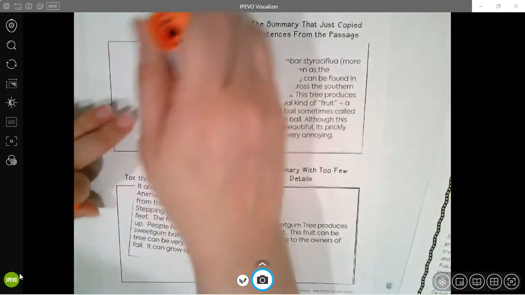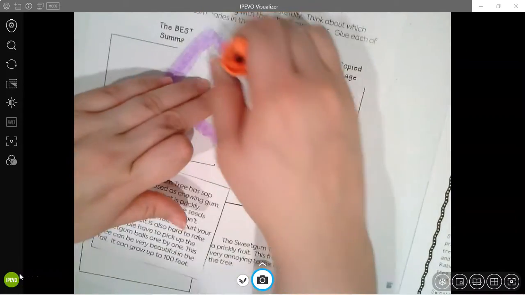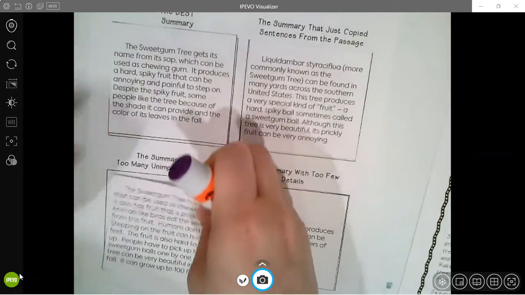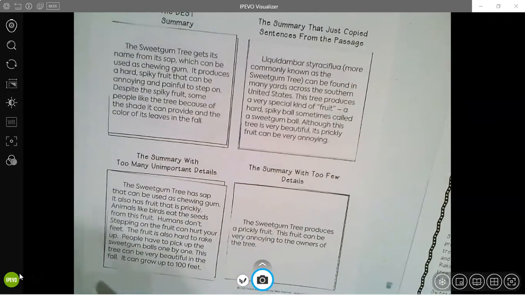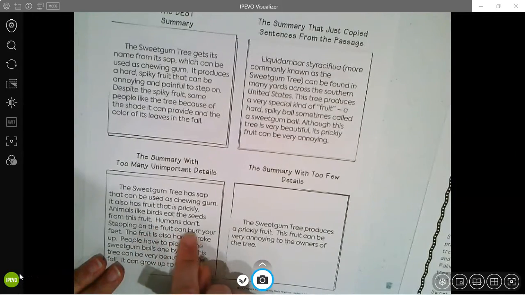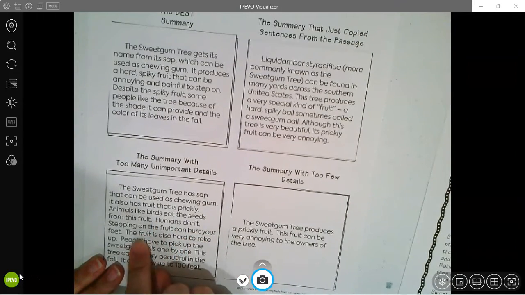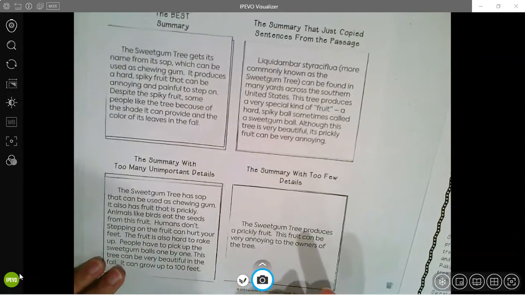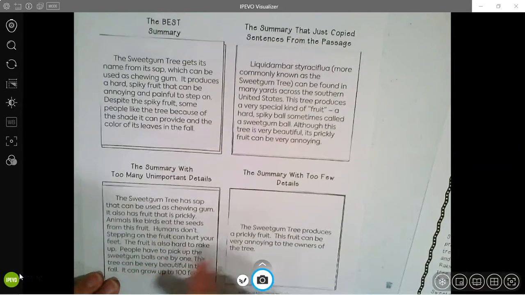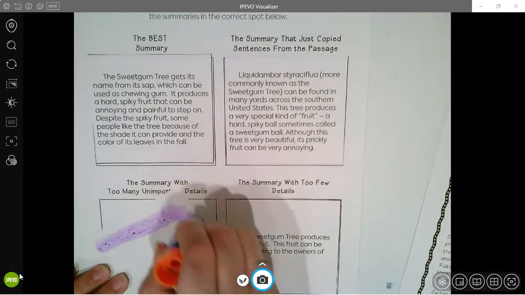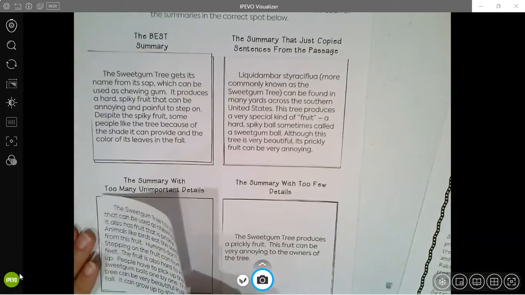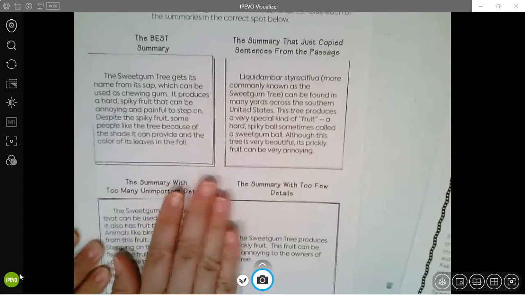Okay, and then this one we said was the best, so we got that one right. And then this one is the one that has too many unimportant details. And I can kind of see that because we don't need to know that humans don't step on the fruit, you can hurt your feet. The fruit is also hard to rake up. That's not really important to know about. People have to pick up the sweet gum balls one by one. We're wanting to know about the actual tree. So those are just unimportant details that aren't really important to tell us the information about the tree.